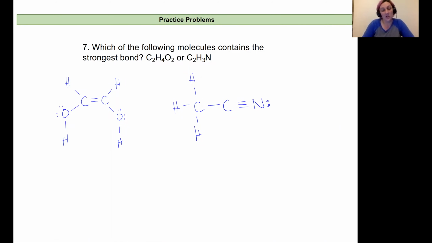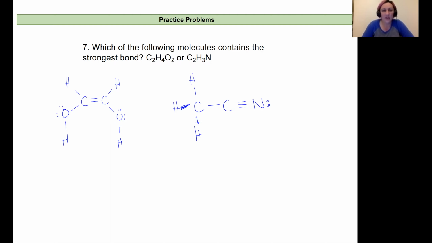Hopefully you've had a chance to try the practice problems 7 and 8. I'm going to walk through their solution now. So looking at this, I've already drawn the Lewis structures in 3 dimensions. Here, let me actually make it in 3 dimensions to speed this process up. And what we're looking at is which of these molecules contains the strongest bond.